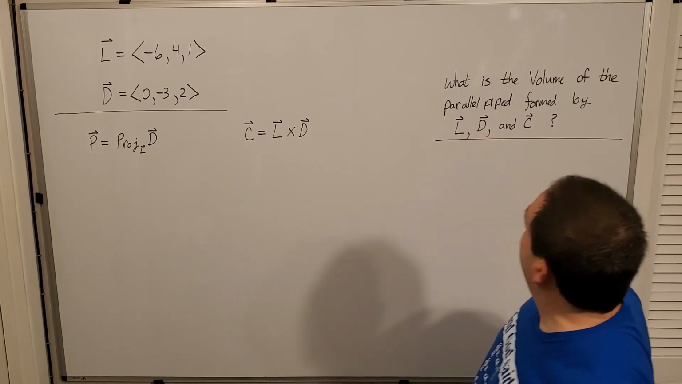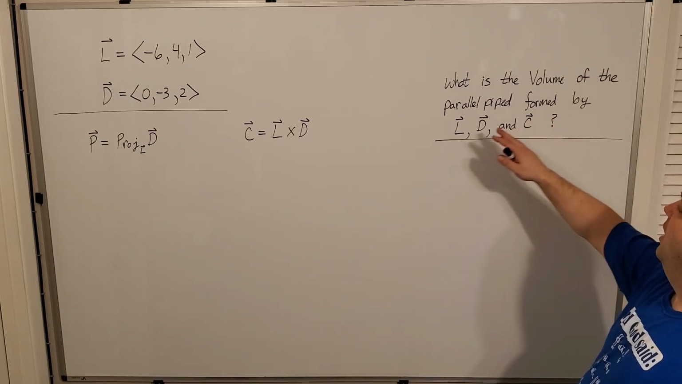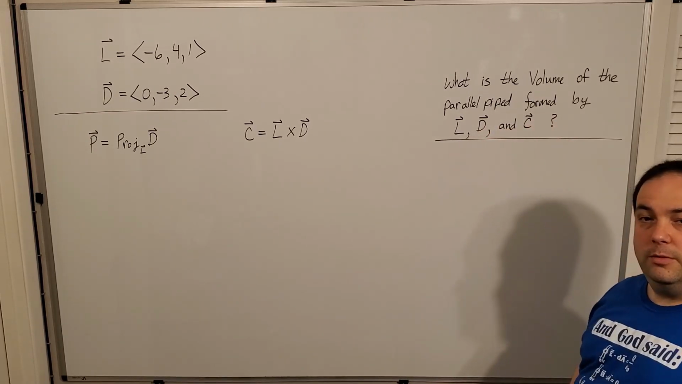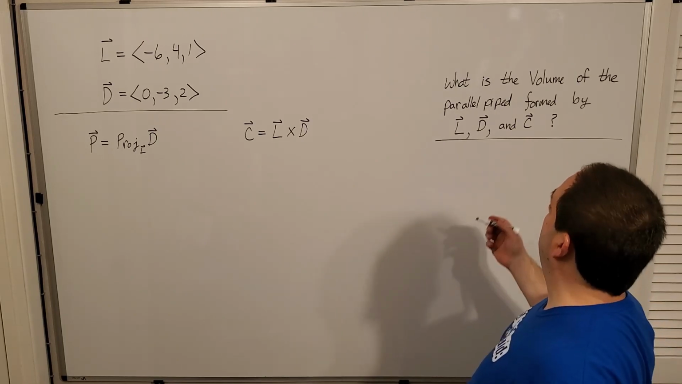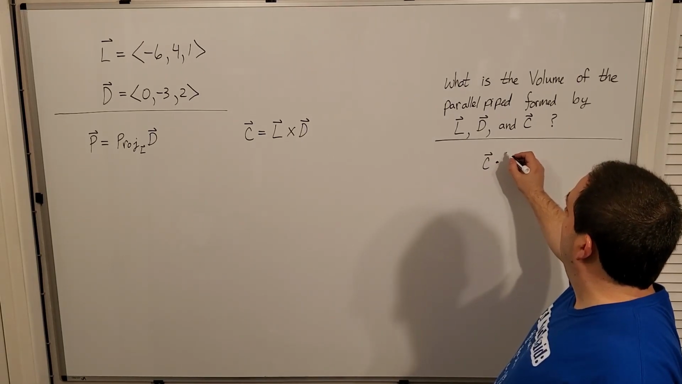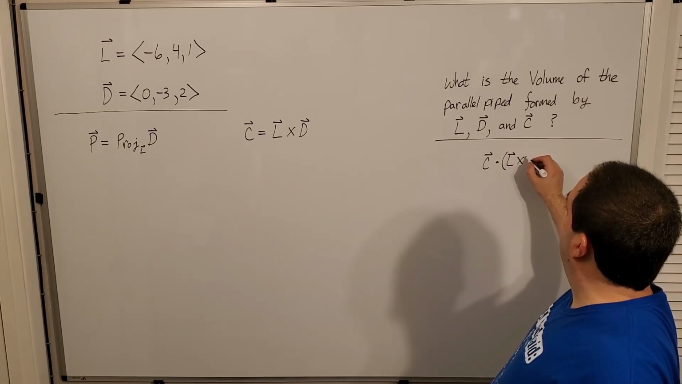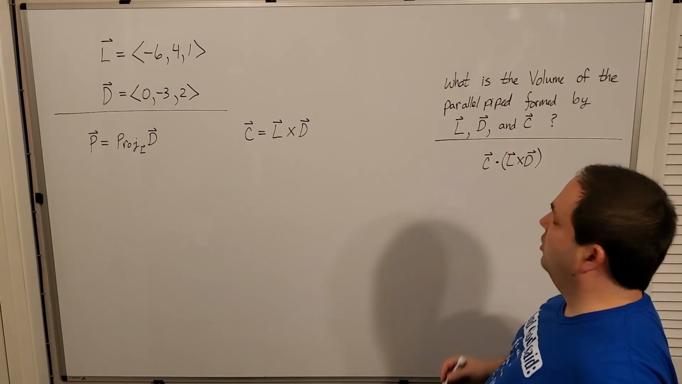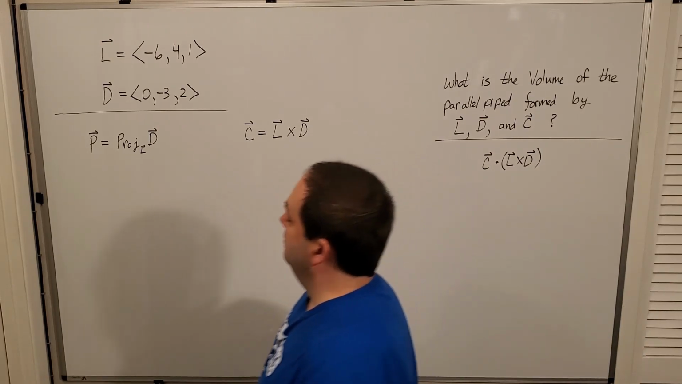And then, of course, the volume of the parallelepiped formed by L, D, and C, for which we're going to be using the triple scalar product, which will be C dot L cross D. And we'll talk about a couple of variants of that.